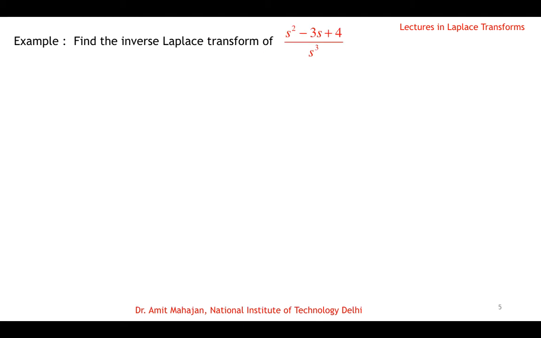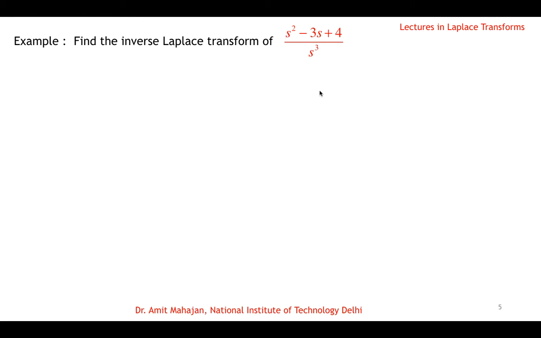For example, find the inverse Laplace transform of this F(s) function, which is (s square minus 3s plus 4) by s cube. The denominator is only s cube, so we can apply linearity here. So s square by s cube is 1 by s, minus 3 by s square, plus 4 by s cube. By linearity we can separate them: the Laplace inverse of the whole is the Laplace inverse of the first plus the Laplace inverse of the second plus the Laplace inverse of the third.